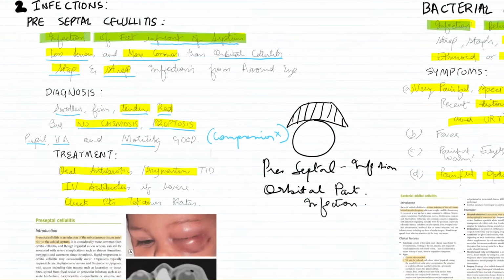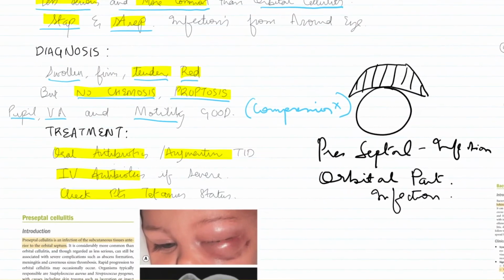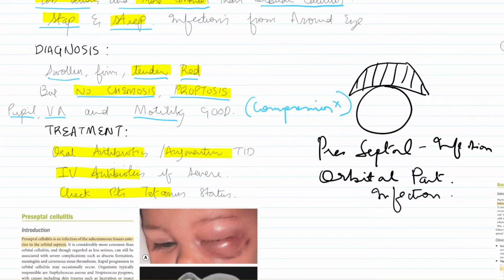The treatment for a preseptal cellulitis would be pretty simple, including oral antibiotics, Augmentin TID, IV antibiotics if it is severe, and then you need to check the patient's tetanus status to rule out any other infections.